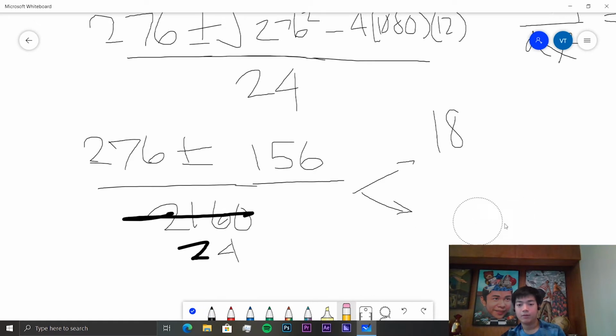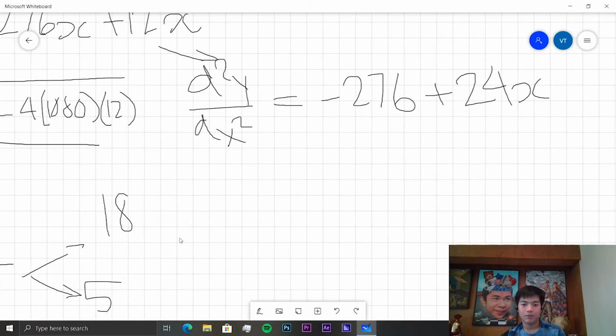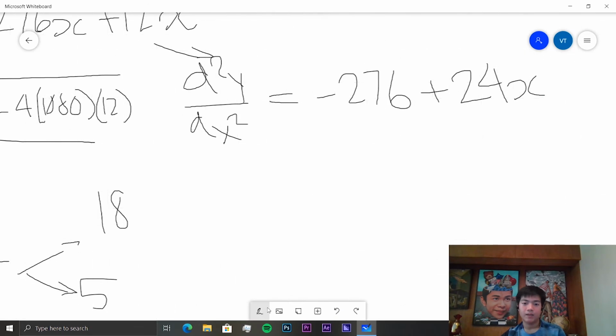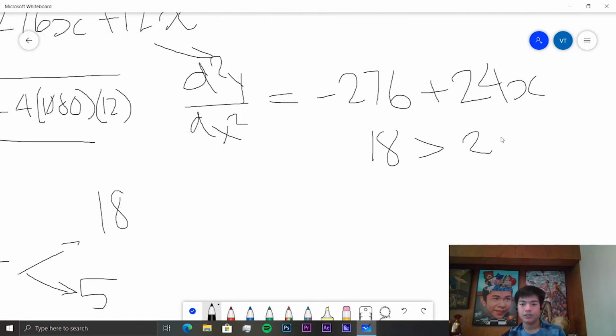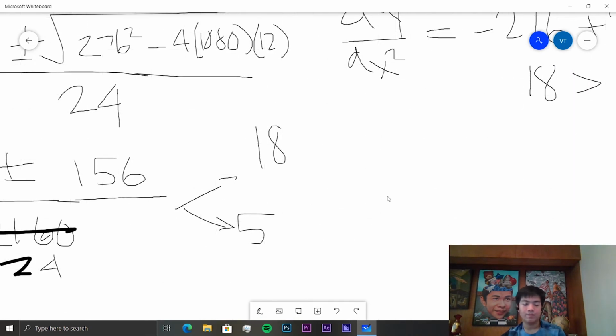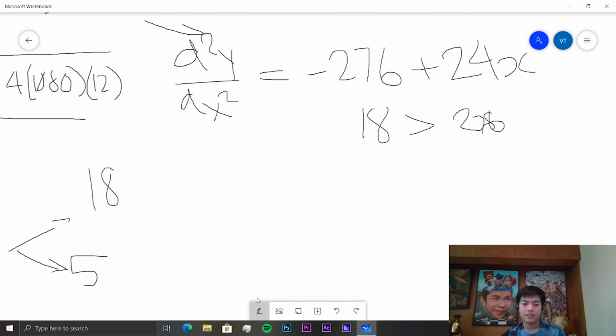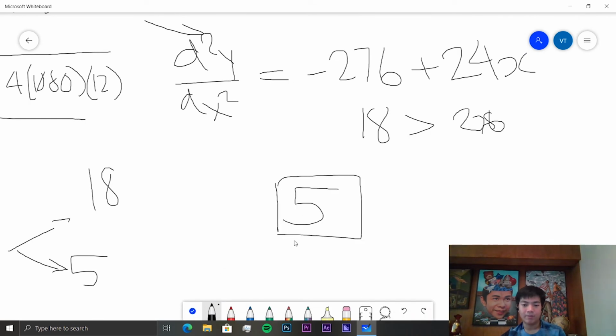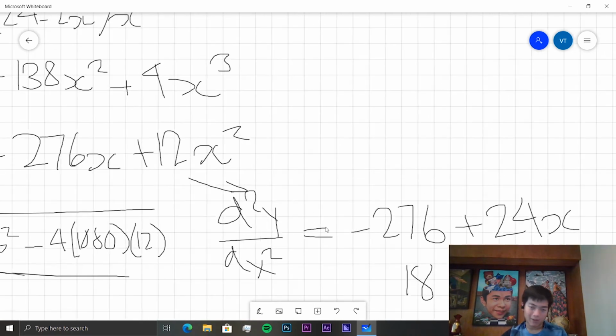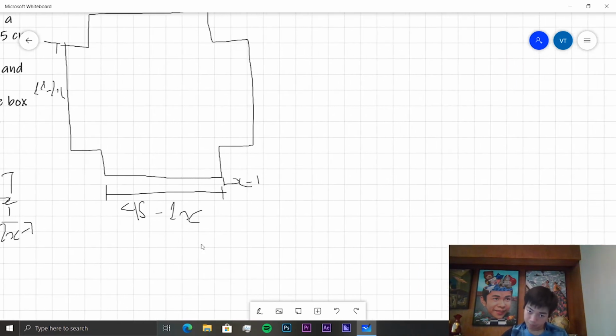Okay, and so now we need to find which one is the maximum and which one is the minimum. If we get the second derivative, as earlier, and we plug both of these numbers in, if we put 18 in, this will be obviously greater than 276, since we just divided it by 24 earlier. And so 5 will be the maximum value. So this box will have a maximum volume when this side is 5.